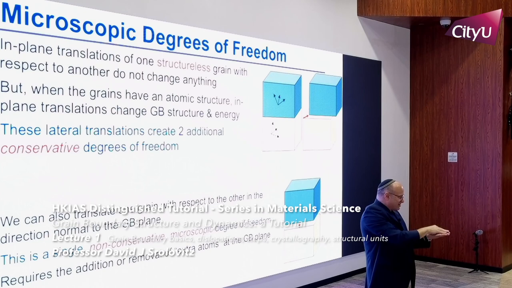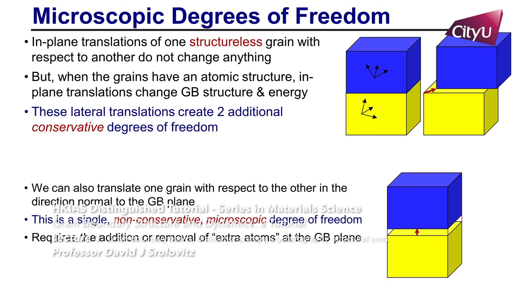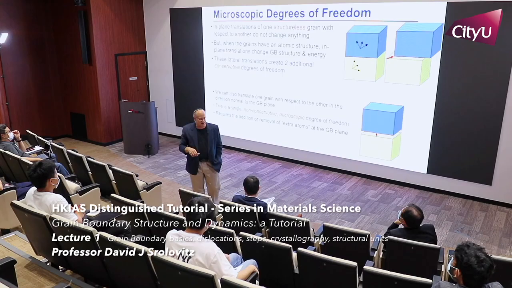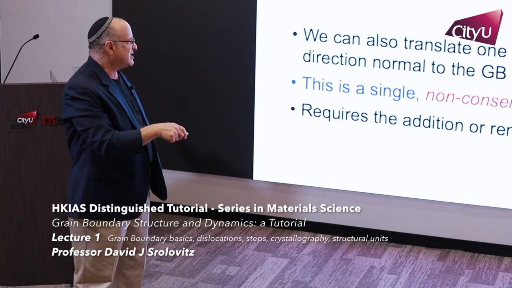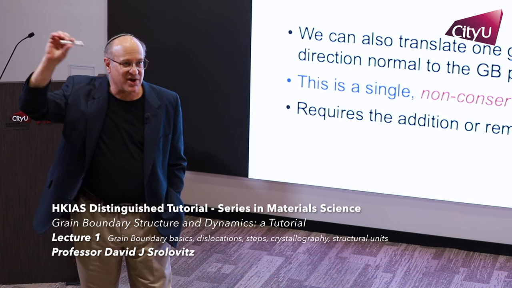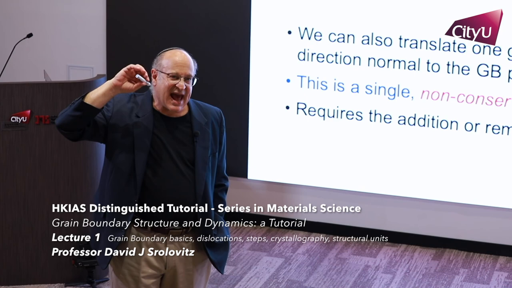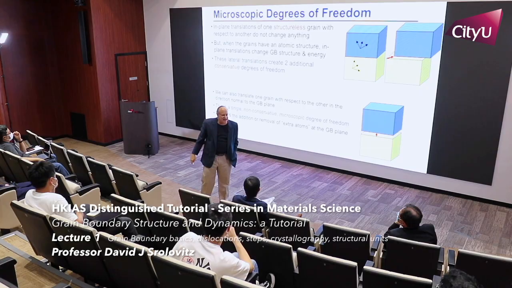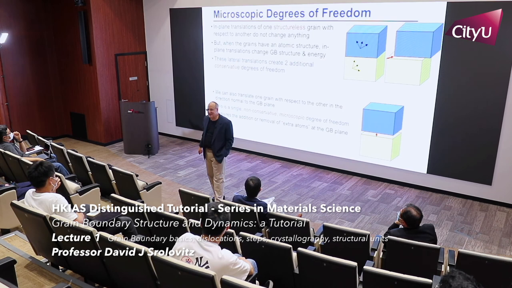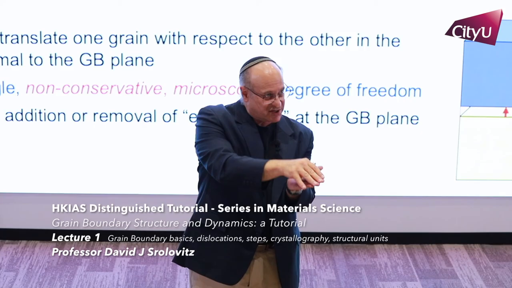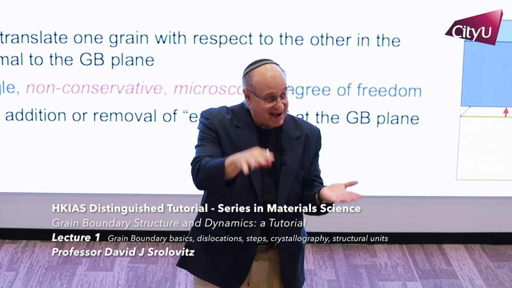So the only way I can really manipulate this microscopic degree of freedom is if I add or remove atoms from the grain boundary. Adding or removing atoms means it's a non-conservative process, because the total number of atoms has changed. If I take a grain boundary that has, say, 15 atoms per square nanometer on the grain boundary plane, and I add two more, it shifts the two crystals apart by some amount, and that's this kind of degree of freedom.